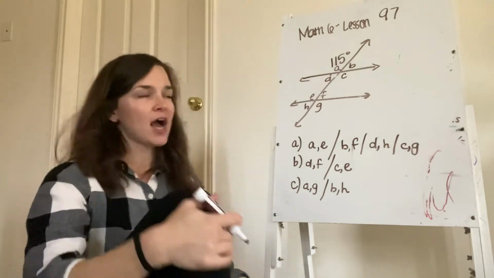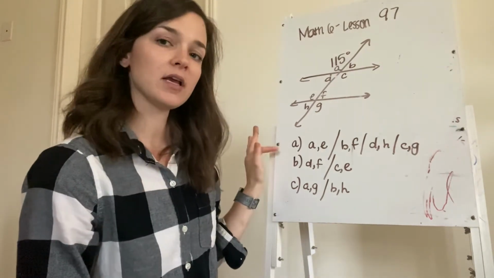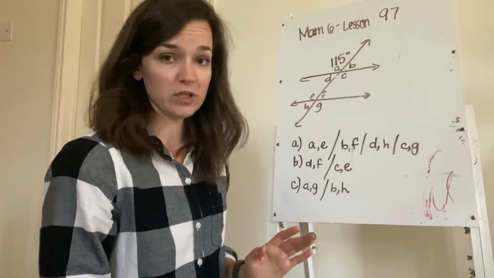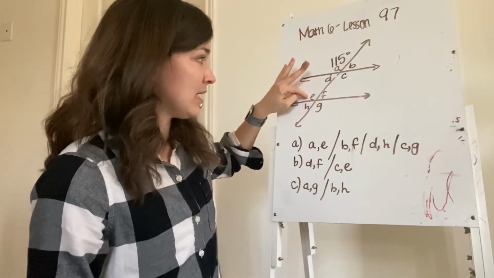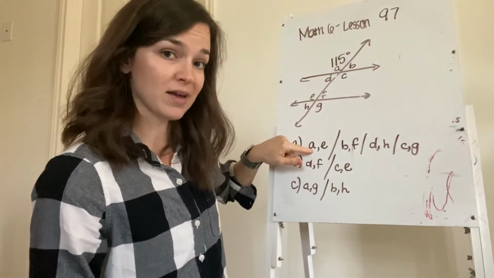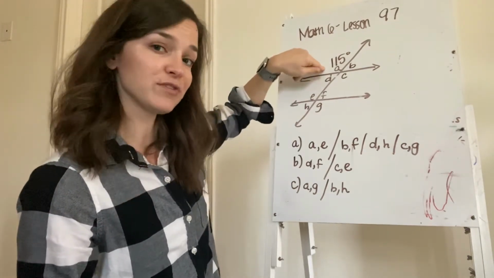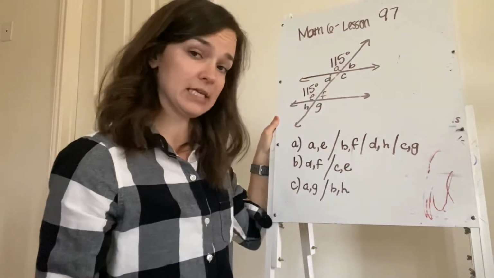Okay, so now we kind of touched on this before, but I said any of these relationships, corresponding, alternate interior, or alternate exterior, they are all equal to each other, okay? So if we know that A and E, we already identified them as corresponding angles, that means they are equal to each other. So if A is 115 degrees, E is also 115 degrees.